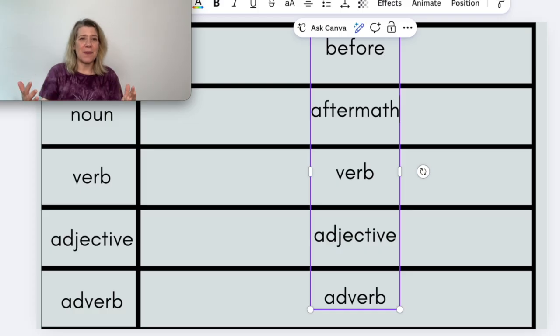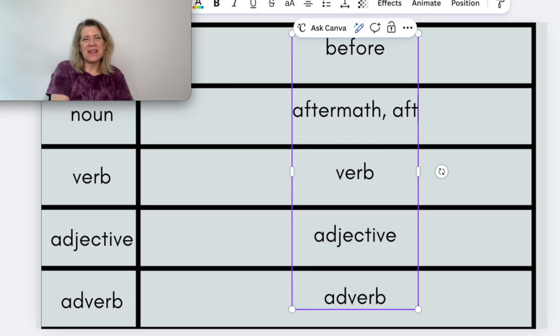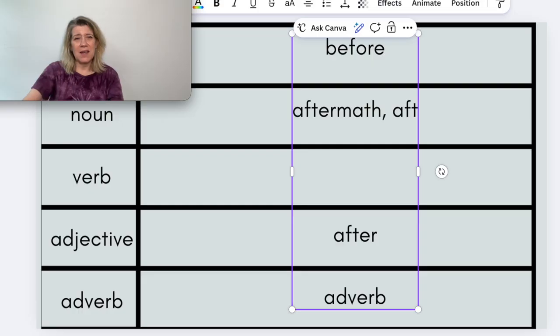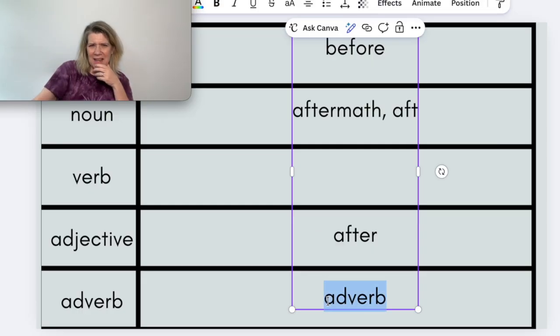That's the aftermath. Another noun might be aft, and that's a very uncommon noun. We only use it really when we're talking about ships, but it means the back part. The verb is no verb. After is the adjective. I wouldn't say that afterwards is an adverb. I'd say it's more of a conjunction, afterwards.